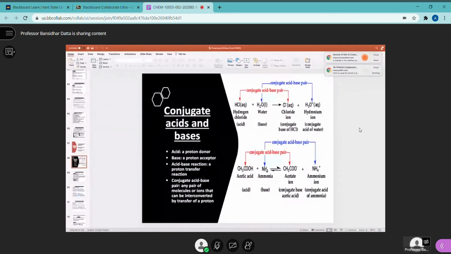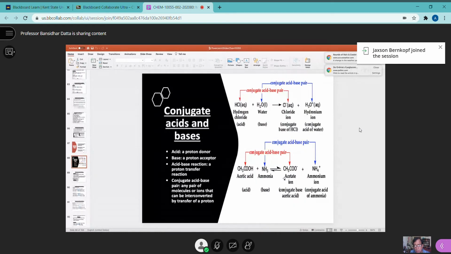Then they react and make the acetate ion. So acetic acid is converted to acetate ion, and that acetate ion is the conjugate base. And then we have ammonia, the base, which is converted to a conjugate acid, the ammonium ion. And as we say, the stronger the acid, the weaker the conjugate base, and the weaker the acid, the stronger the conjugate base. Likewise, the stronger the base, the weaker the conjugate acid, and the weaker the base, the stronger the conjugate acid. They just have an inverse relationship.